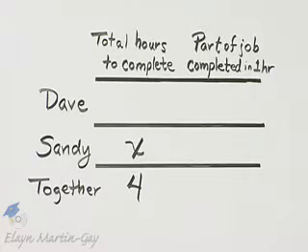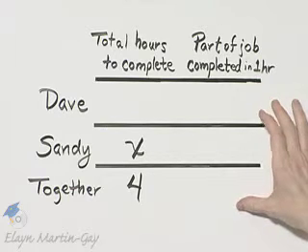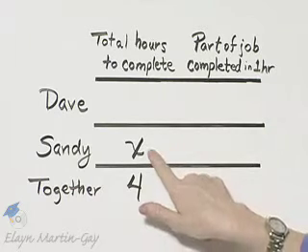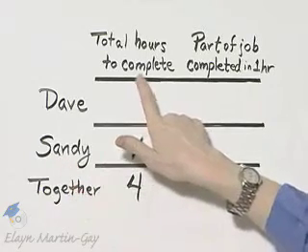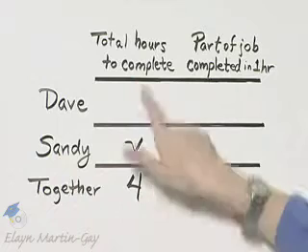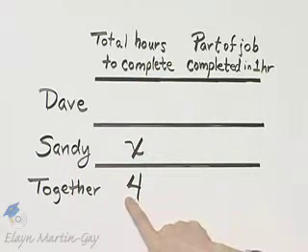Make sure you read and reread this problem until you understand it. Then you may want to set up a table like I've done. I'm letting X be the number of hours it takes Sandy to complete the job. That's paint the room alone. And remember, we were given that together they can paint the room in 4 hours.